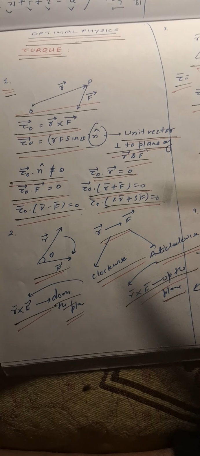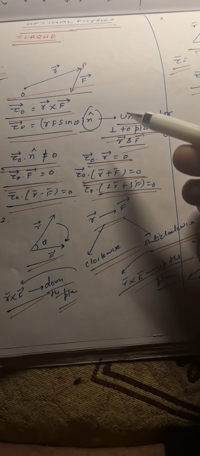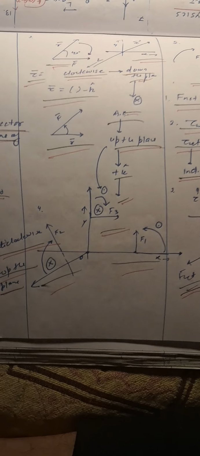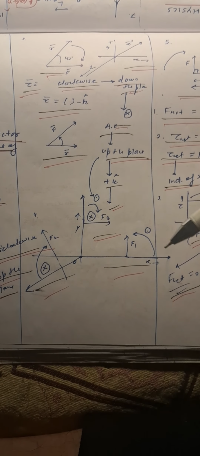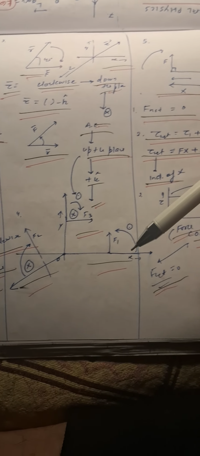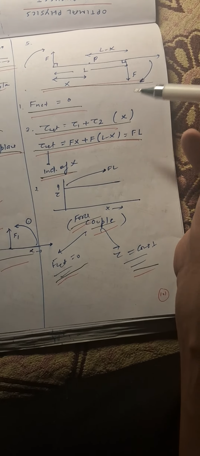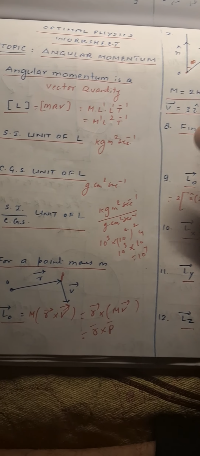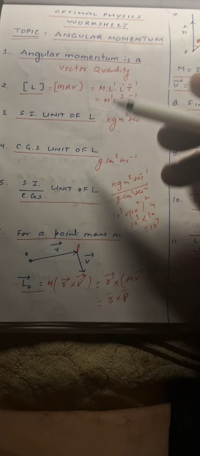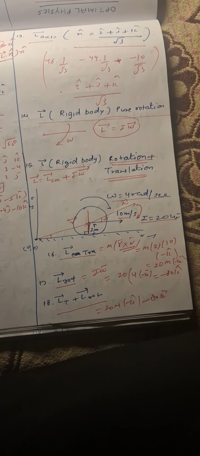Then we have another question on torque, calculation of torque, direction, how to find them out. Then how to find up the plane and down the plane, numerical question based on that, analysis of force. Then there is a couple concept, the couple torque is being given here. Then we have another worksheet on the concept of angular momentum, units, dimensions, values, different cases, calculation of angular momentum, numerical problems based on that.